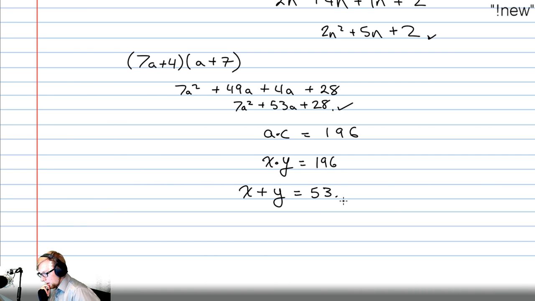So you could start by thinking, is it going to be positive? Are they both going to be positive, or is one going to be negative, or are they both going to be negative? Well, they would both be positive. Okay. So if they're both positive, it means they have to add together to be 53. So they're going to be like 20 and 33, in that range, right?